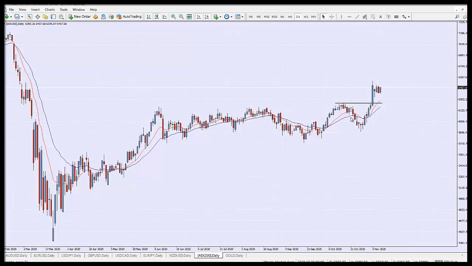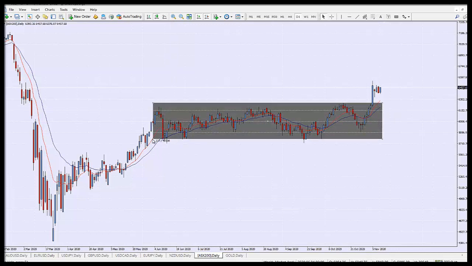Okay, finally we have broken out of that region. All right, so if I extend this out, remember we were trading in this region here for quite some time, and finally there it is, we have broken out. So now we can get rid of everything and we can start looking for different opportunities.